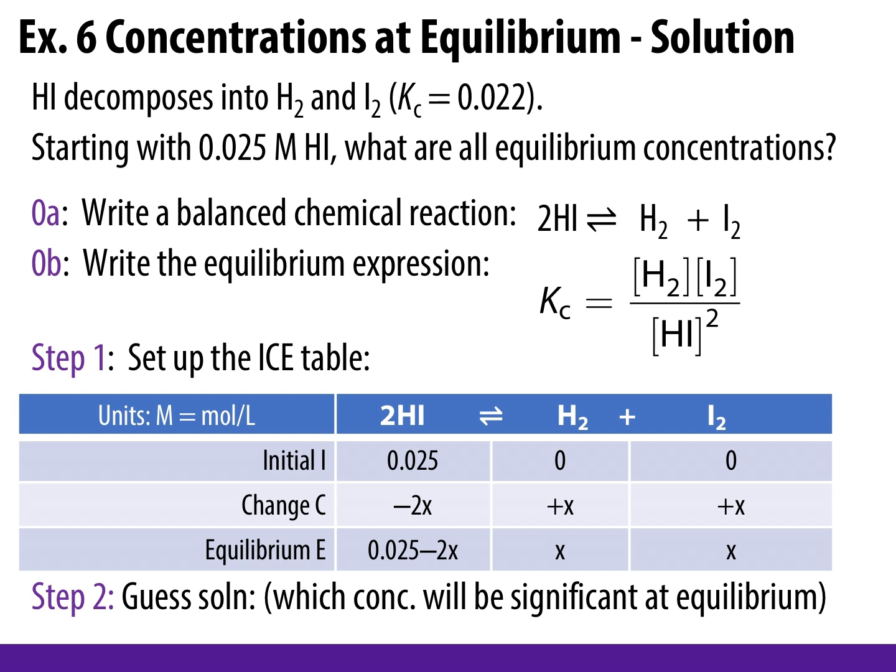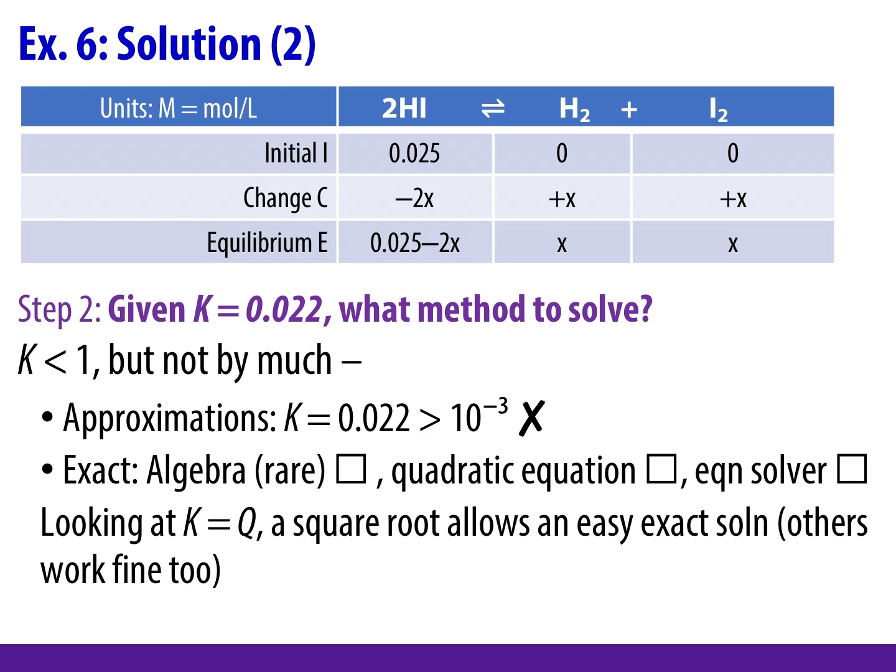Setting up the ICE table, we start with just the reactant, 0.025 minus 2x, 0, 0, plus x. Then if we think about what method we want to use, this sort of guessing the solution step, K is less than 1, but it's not much less than 1. So probably approximating isn't going to work, and so we are going to need to solve exactly. Again, it's greater than 10 to the minus 3, so that isn't going to work.